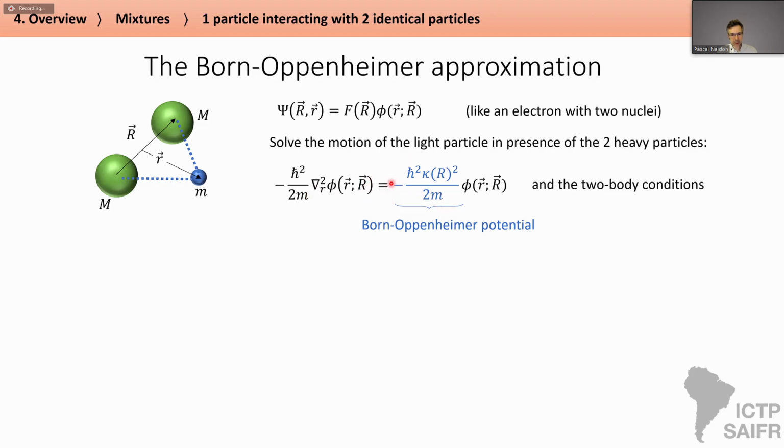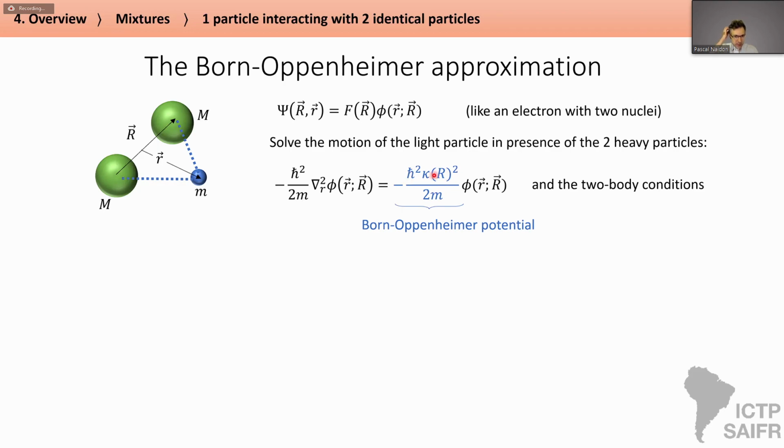So for negative energy, we can write it this way, minus h bar squared kappa squared divided by 2m. But you see this energy and the wave function depend parametrically on this distance r between the heavy particles. So if we do the zero-range theory, then we just have to solve the free wave equation, but impose the corresponding two-body boundary condition that describes the zero-range interaction between this light particle and the heavy particles.